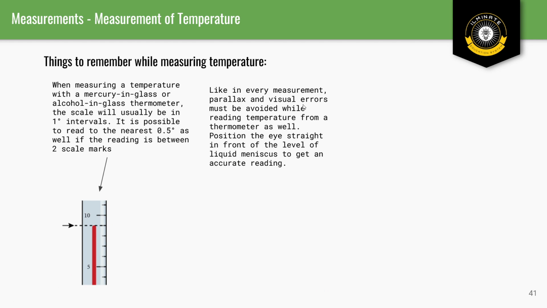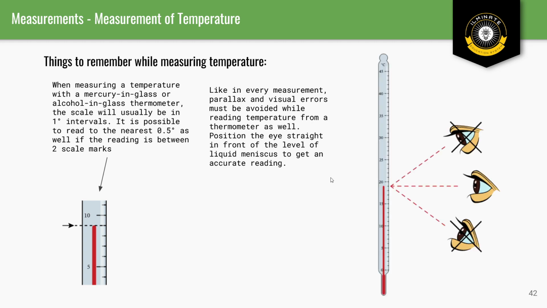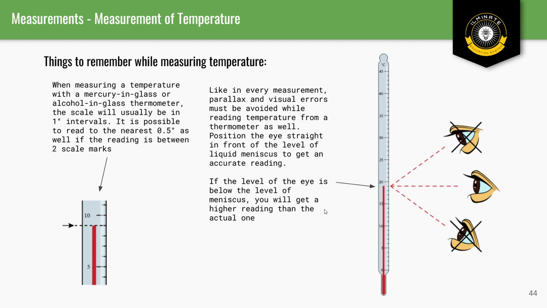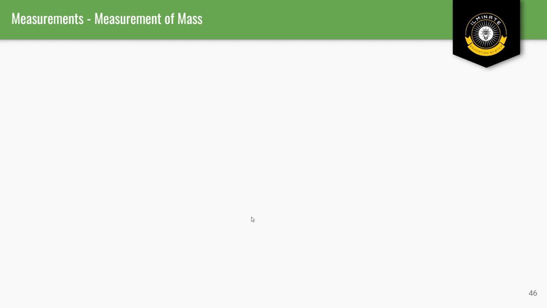Like in every measurement, parallax and visual errors must be avoided while reading temperature from a thermometer as well. To fix that, we position the eye straight in front of the level of the liquid meniscus to get an accurate reading. As you can see in this diagram, if you look at this from above, you may get a reading a bit lower than it actually is, and if you watch it from below, it may be higher than it actually is. However, if you place your eye perpendicular to the meniscus, or perpendicular to the entire thermometer, then you get an accurate reading, which is 19 degrees in this case. So if the level of the eye is below the level of the meniscus, you will get a higher reading, and if the level of the eye is above, you will get a lower reading, as we discussed before.